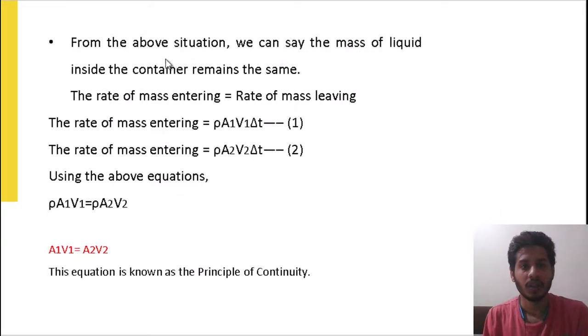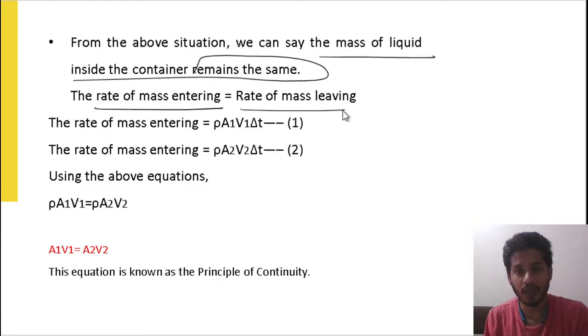So the mass of the liquid inside the container remains the same. Rate of mass entering is equal to rate of mass leaving. Rate of mass entering, I have already told, is rho A1 V1. A1 V1 is basically discharge. Rho A2 V2. They have taken simply rho because I have already said for an incompressible fluid, density remains constant.